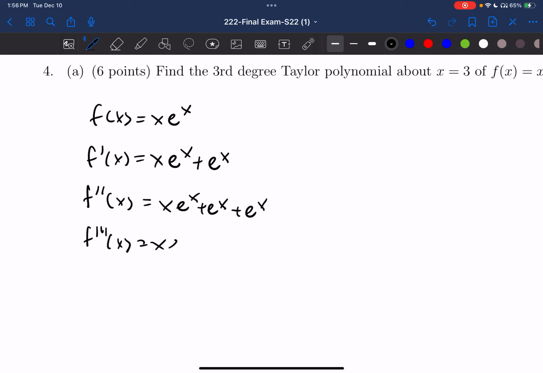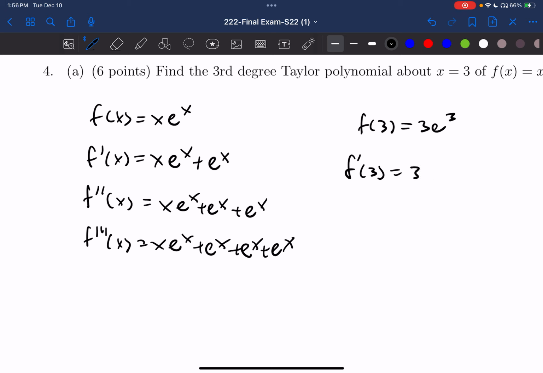The third derivative will be x e to the x plus e to the x plus e to the x plus e to the x. So f of 3 will be equal to 3e to the third power. f prime of 3 will be equal to 3e to the 3 plus e to the 3, which is 4e to the 3. So f double prime of 3 will be equal to 5e to the 3. And this pattern will repeat.